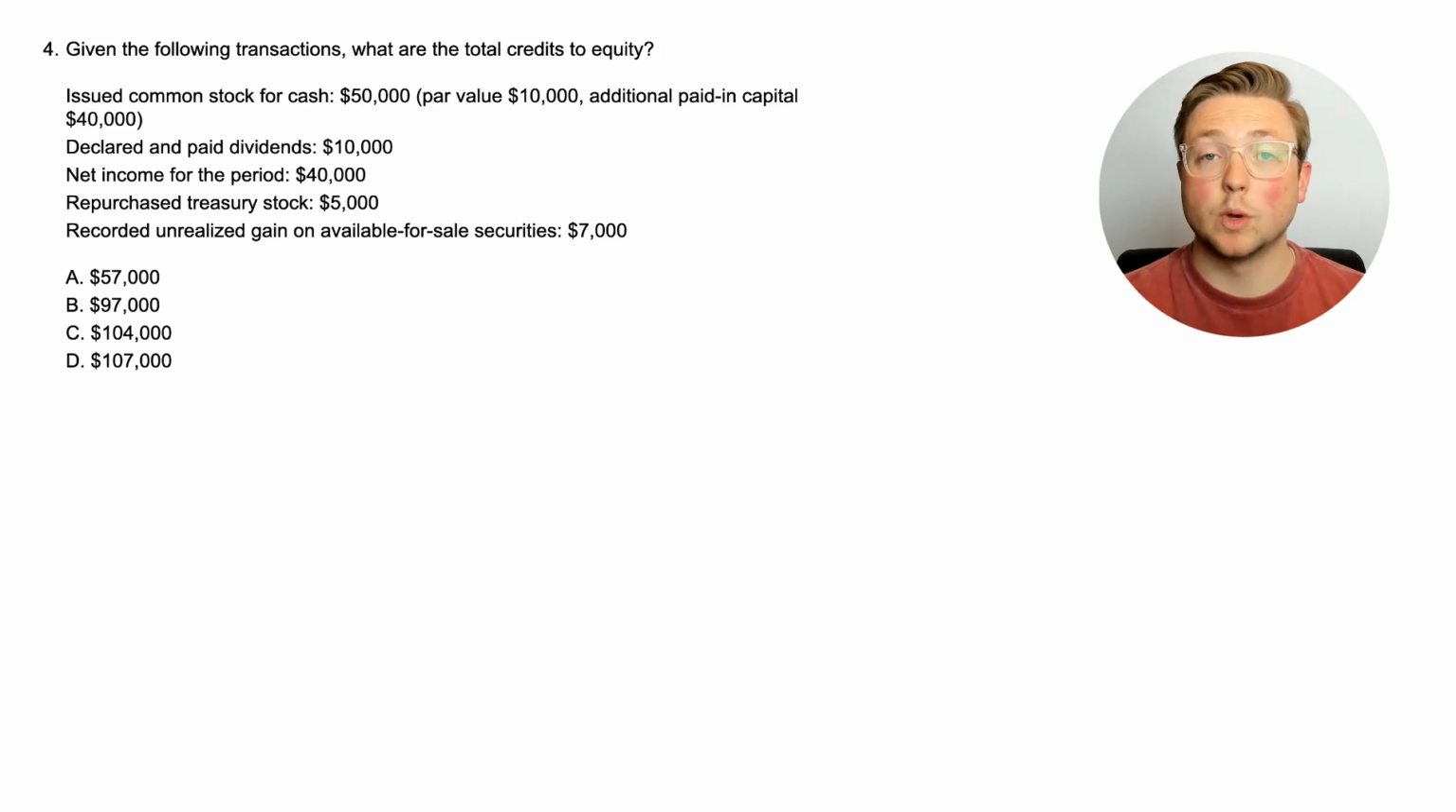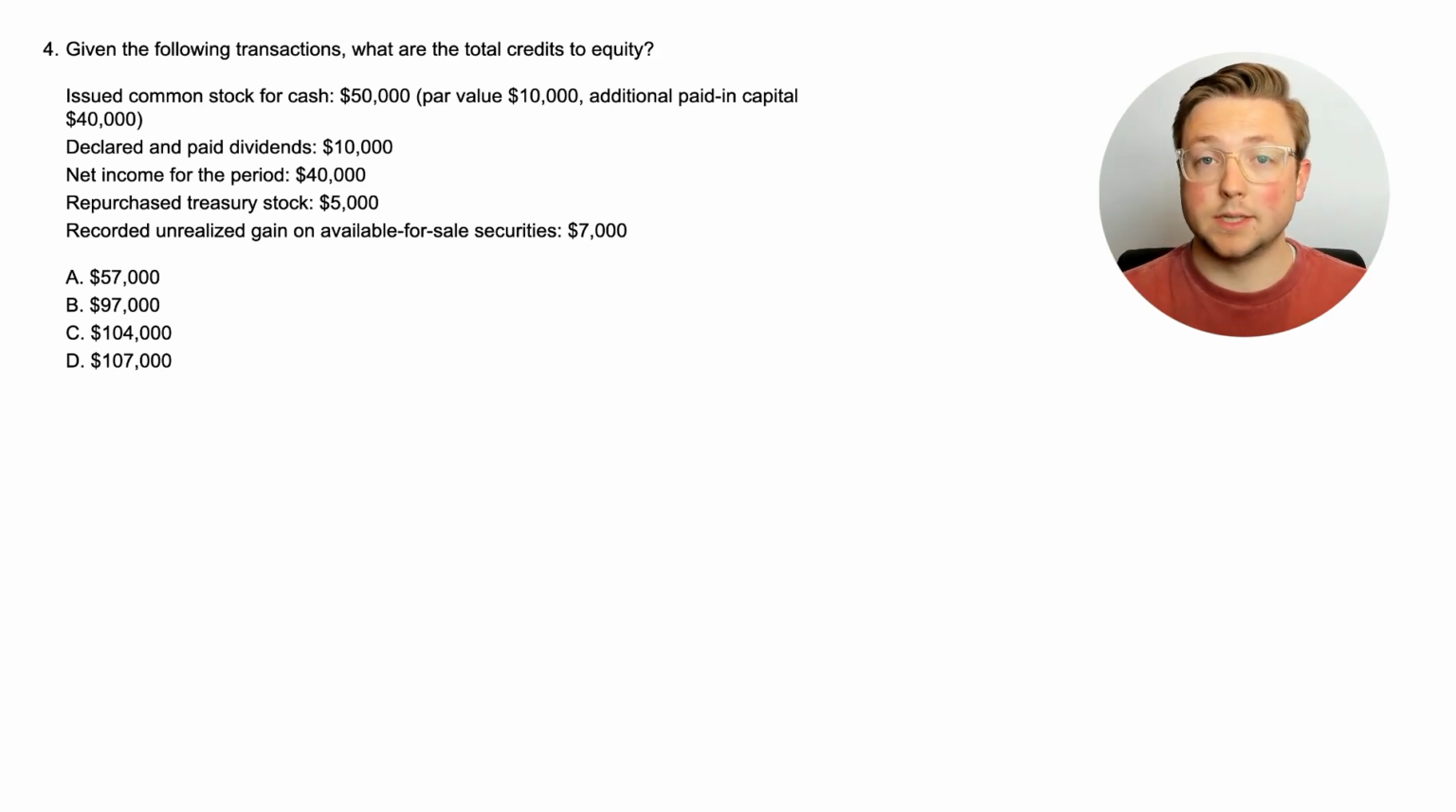All right, here we are at question 4. Given the following transactions, what are the total credits to equity? This is kind of coming at it from an actual accounting standpoint, the journal entries. Which of these would be credits and which would be debits so that we know what the total credits to equity are? So we have issued common stock for cash, and that includes the par value and also some additional paid in capital. We have declared dividends, we have net income, we have repurchased treasury stock, and we have unrealized gain on available for sale securities.